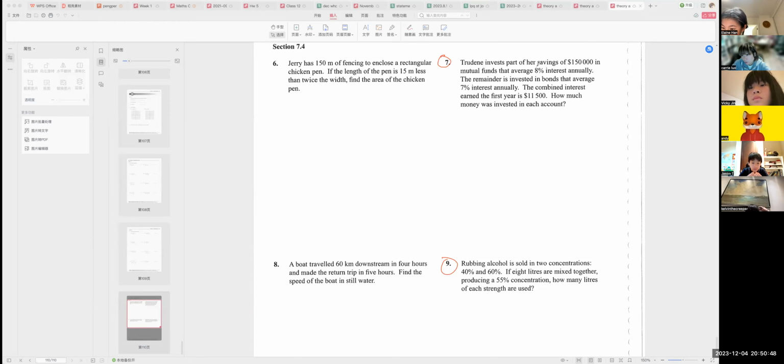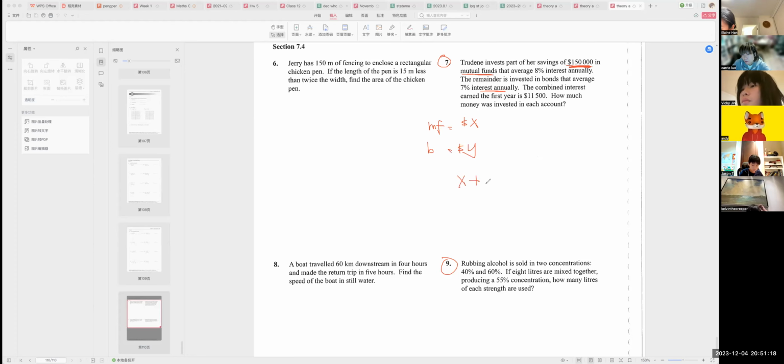Okay, so let's take a look at this one. Altogether, she invests 150,000 in mutual funds and bonds, okay? Do you know how much he put into the mutual fund and how much into the bond? We don't know that, right? So we can say the mutual fund is X dollars and the bond is Y dollars. Can we do that?